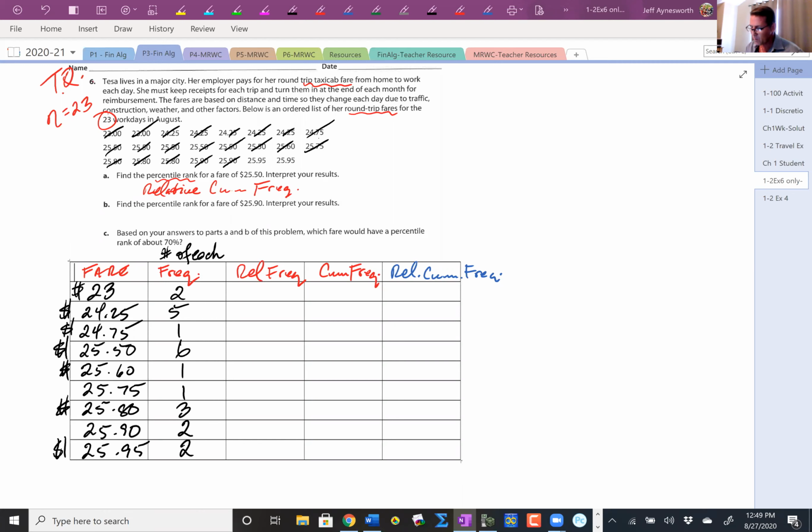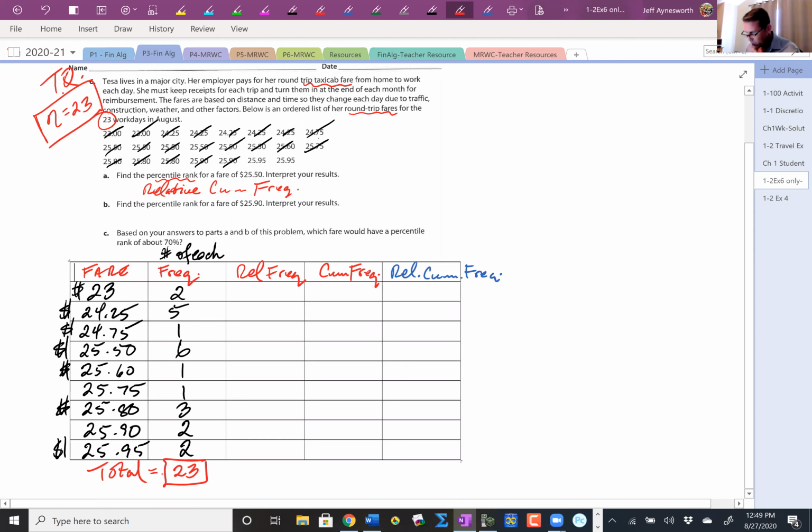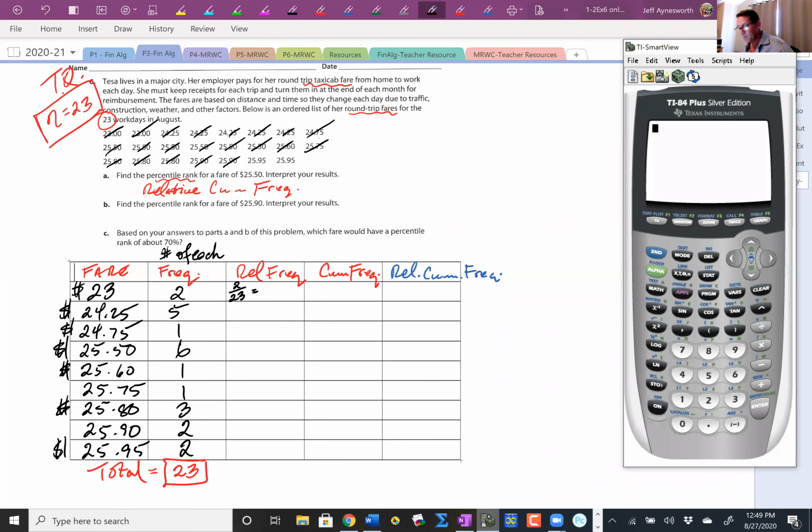The total number of fares is 23. So let me just note it down here. So 23 total. There's 23 fares in all. If you add up all the frequencies, you get 23. And then, of course, you have to take the frequency and divide it by the total. So your first relative frequency, excuse me, is 2 divided by 23. Okay, and here we go. Everybody start calculating ahead of me.